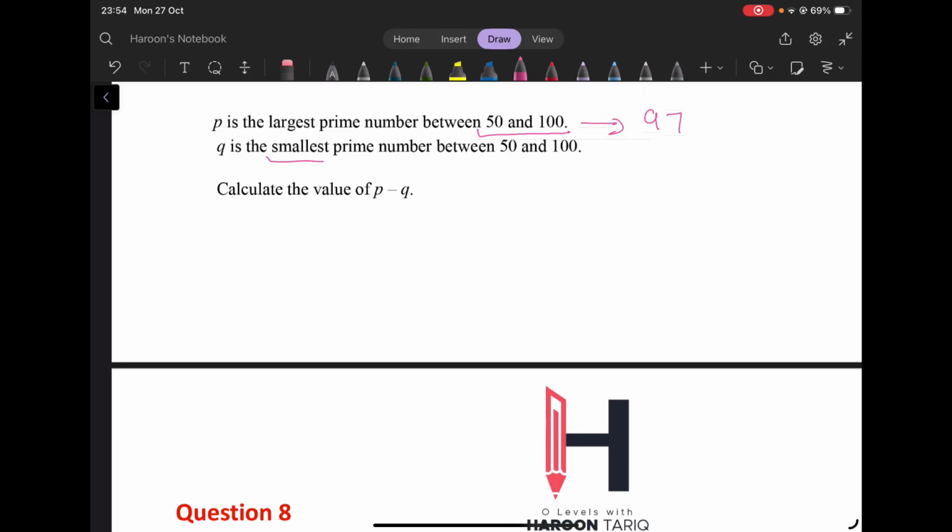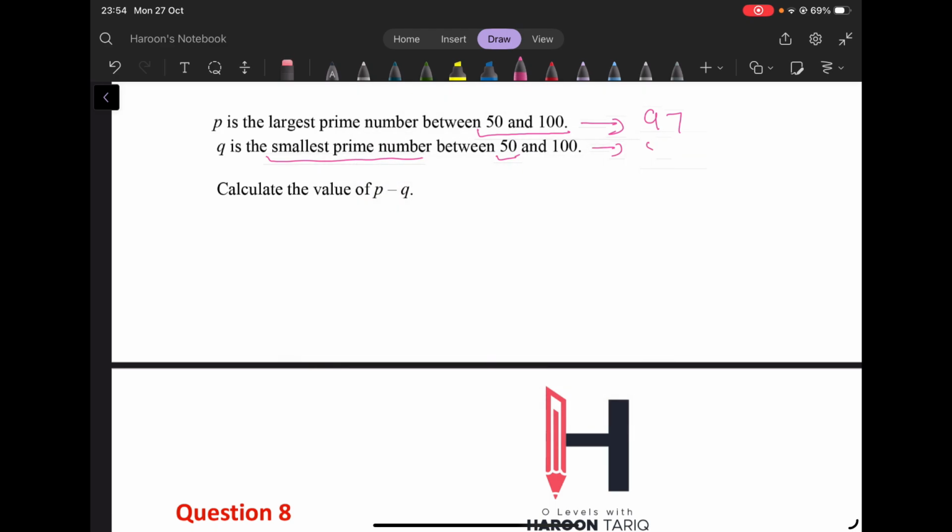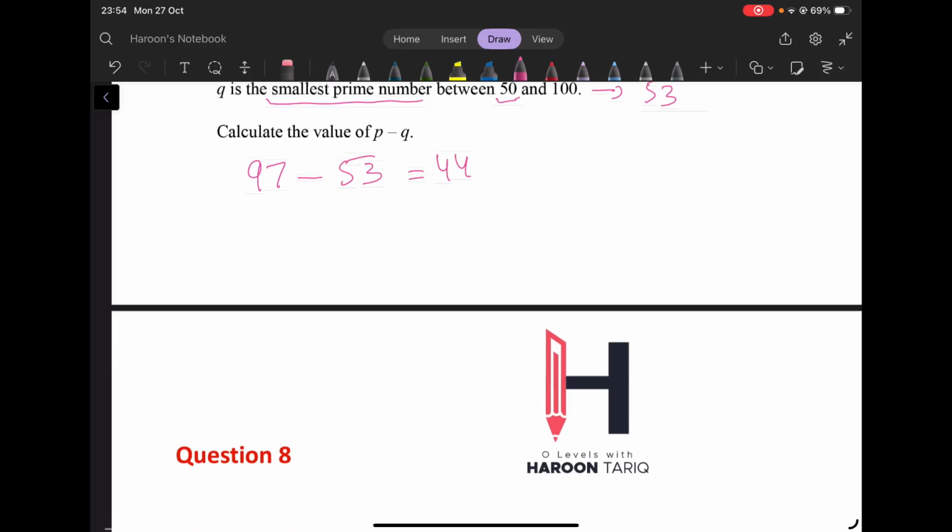And Q is the smallest prime number. So we'll start off from 50, and we only look at the odd numbers. 51, no, it is in the table of 3. That is out. Next is 53. 53, yes, 53 is a prime number, so this should be 53. So now I just need to do P minus Q. P is 97 minus Q is 53. This gives me 44 as my answer.